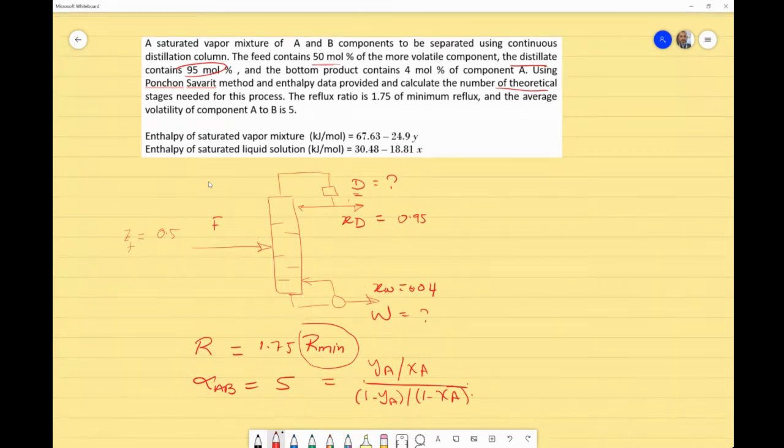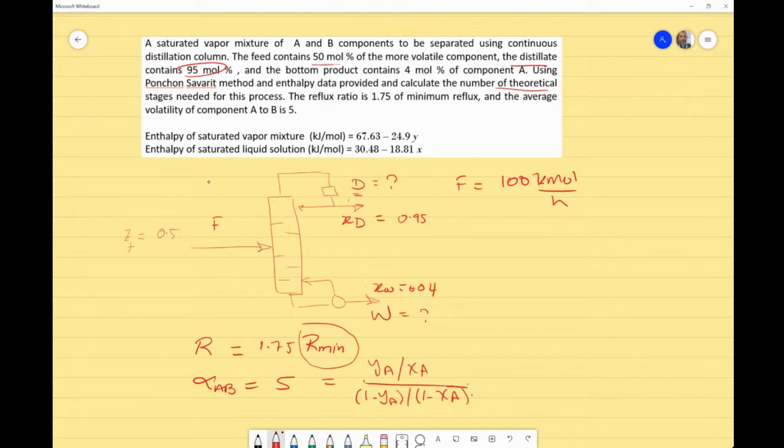So therefore, we have to specify the basis. So we have to identify the bases, and we say, let's say, assuming this one is 100 kilogram mole. We usually write kilomole per hour, and based on that, we will solve the problem.